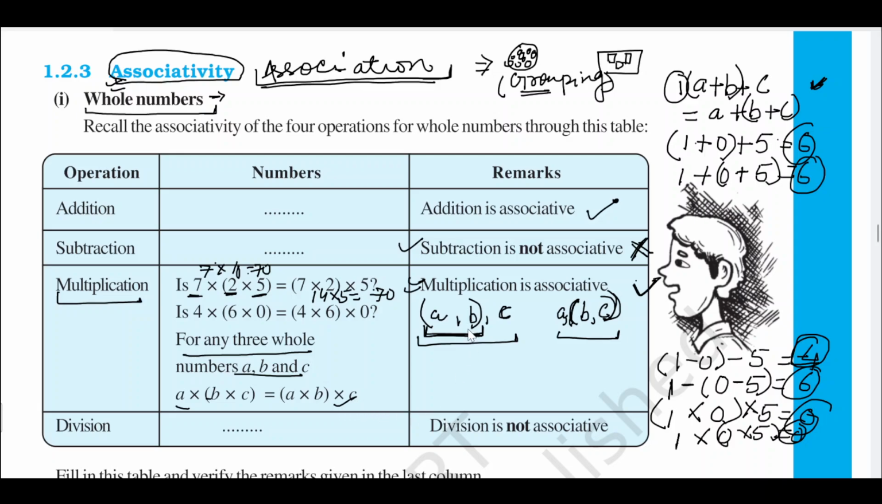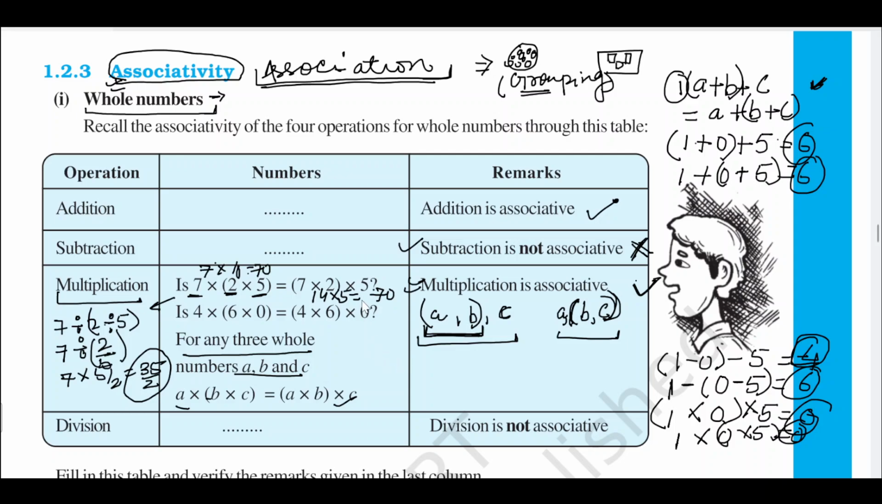Now we will check for division. Let's check with this example. So 7 by (2 divided by 5) is the final result we will get. First we will do the bracket operation, so it will be 2 by 5. So the result will be 7 into 5 by 2, that is 35 by 2. The LHS is 35 by 2, and now we will check the other side.